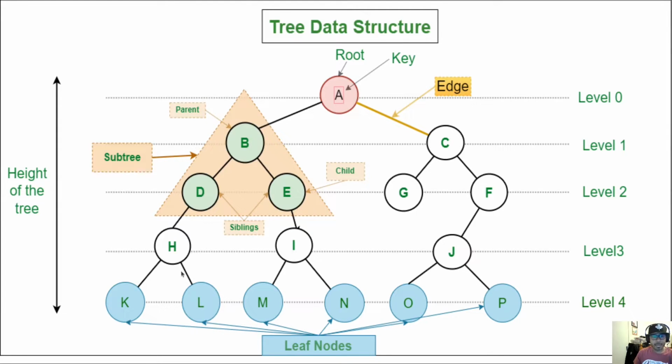Also, we have leaf nodes. Leaf nodes are nodes that do not have any children. And the edges are what connects the nodes.